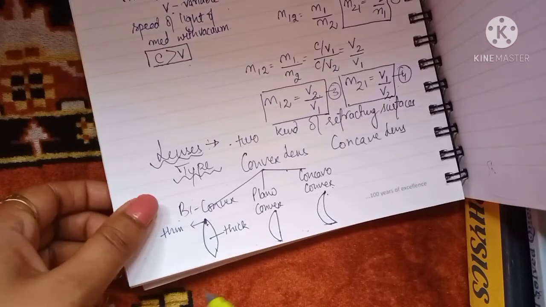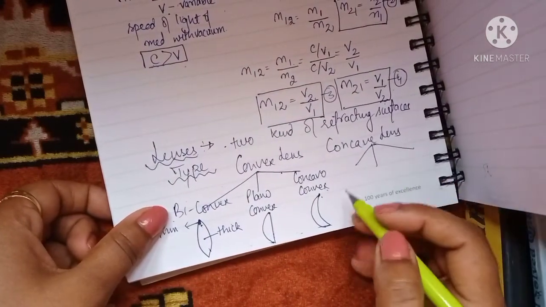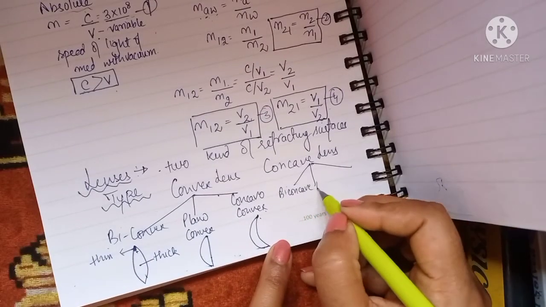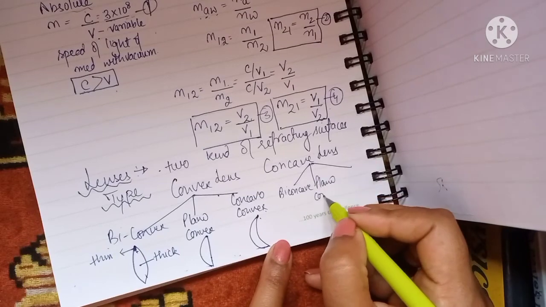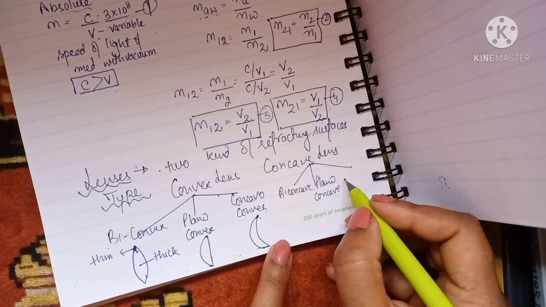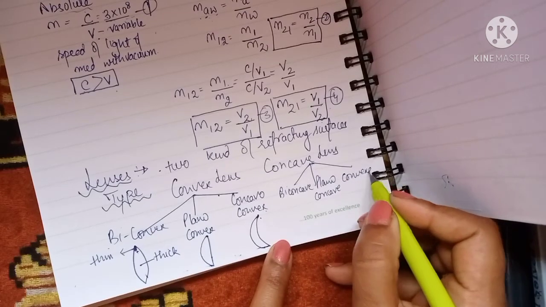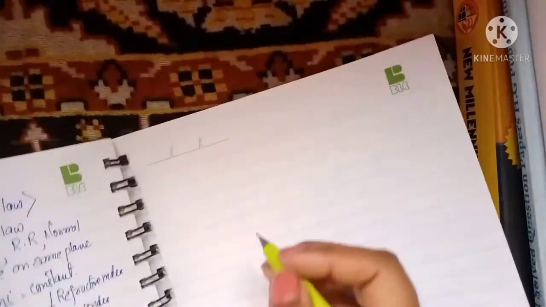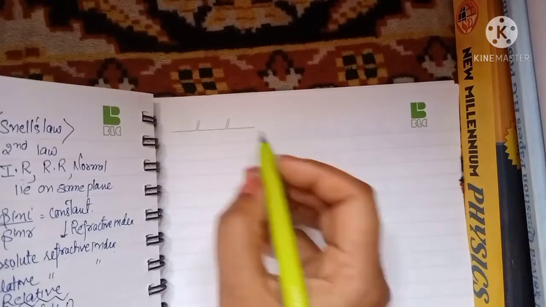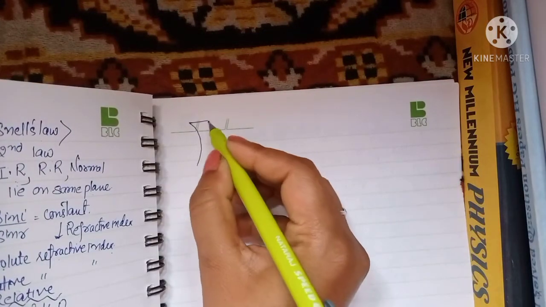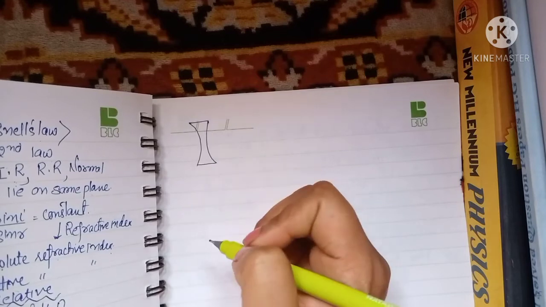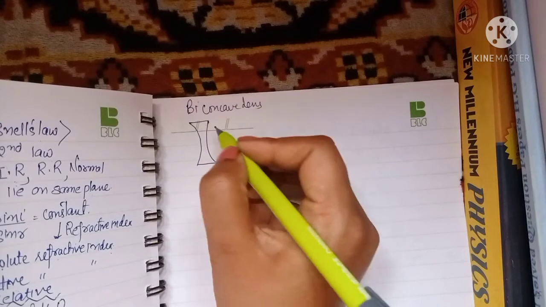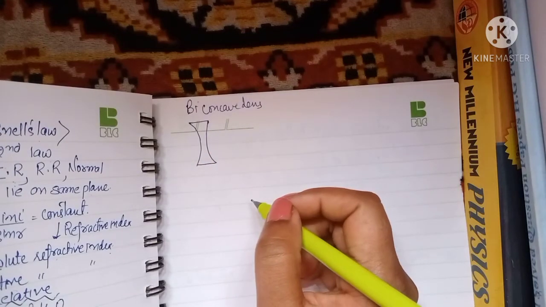Now the concave lens is also of three types, that is your biconcave lens, plano-concave lens, and convexo-concave lens, right? So what is a biconcave lens? For the biconcave lens, the diagram should be like this. This is your biconcave lens. It has two surfaces and both are refracting, right?